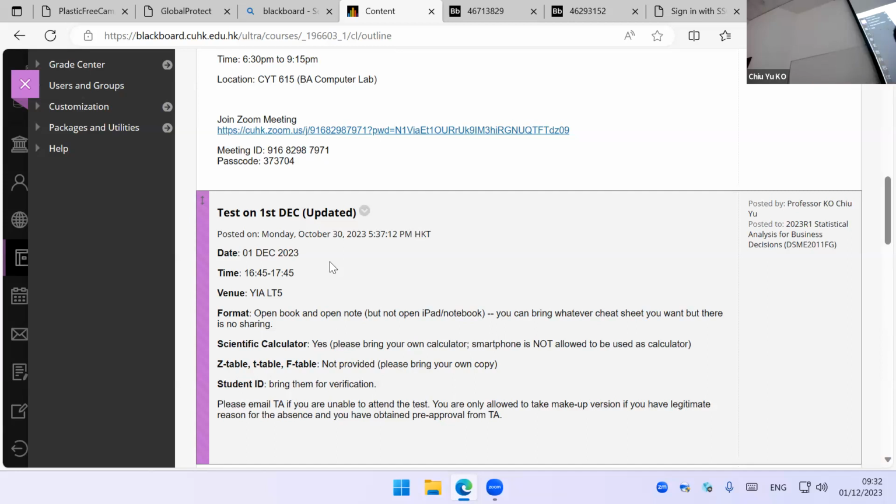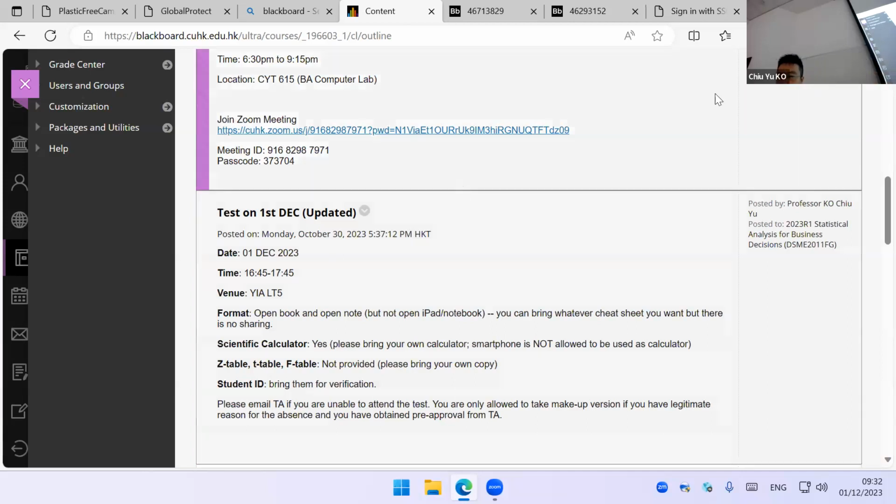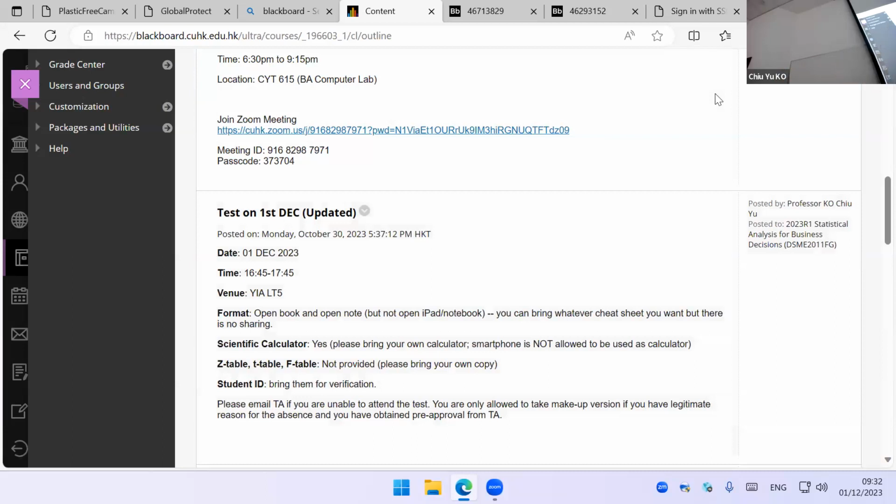And it's open book, but it's not open iPad or laptop, so you have to bring the cheat sheet. It has to be a physical one, right? Non-electronic version. The cheat sheet cannot be shared, and you can bring your calculator, but you can't use an iPhone or smartphone to do calculation. So remember your calculator. And the Z table, F table will not be provided.